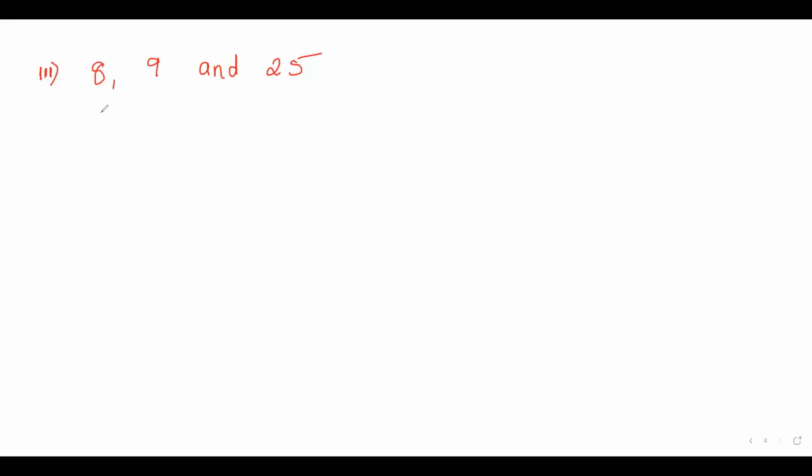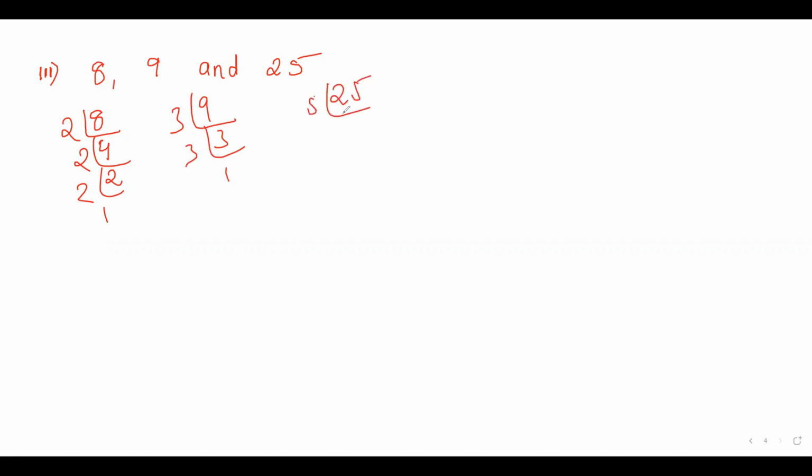So the prime factors of 8: 2 fours are 8, 2 twos are 4, 2 ones are 2. 9: 3 threes are 9. 25: 5 fives are 25, 5 ones are 5. So write down 8 is equal to 2 cube, 9 is equal to 3 square, 25 is equal to 5 square.